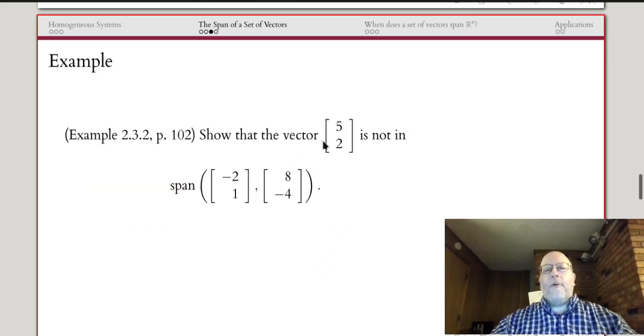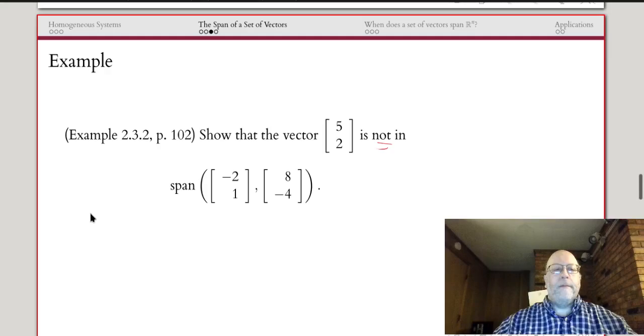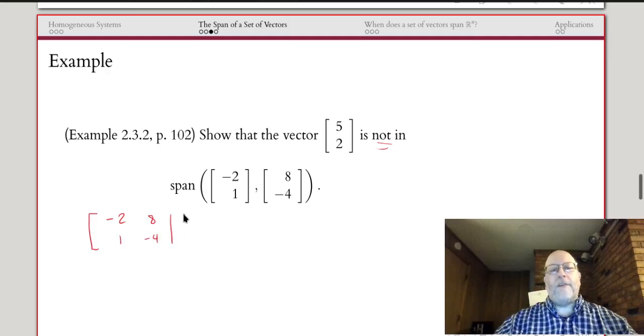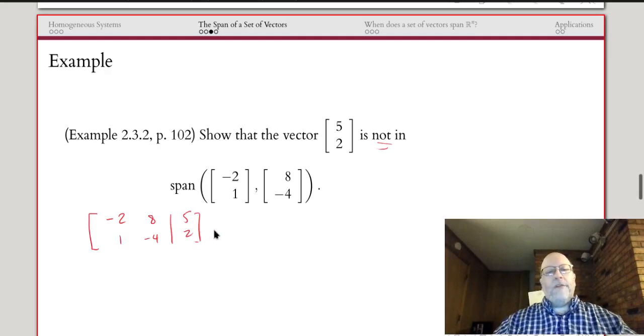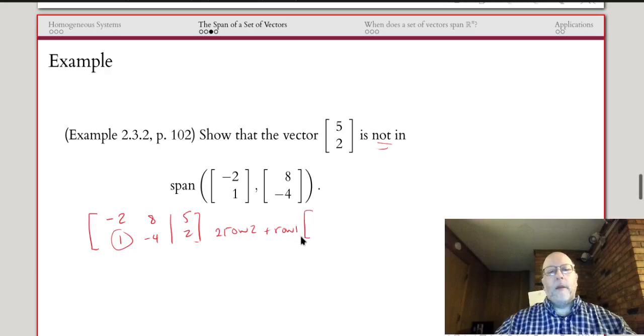So let's try another example. Show that this vector is not in this span. So that means we're looking for a linear combination of these vectors that adds up to 5, 2. Well, if we row reduce this, we want to get rid of this 1. So 2 times row 2 plus row 1 will give me 0, 0, and 9.